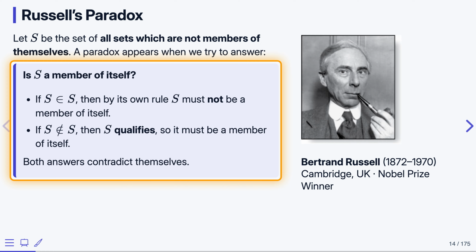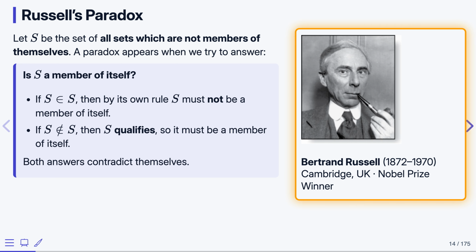Watch what happens. Suppose S is a member of itself. Then, by the rule that defines S, it must not be a member of itself. That is a contradiction. Now suppose the opposite. S is not a member of itself. Then it fits the rule perfectly, so it should be a member of itself. Again, a contradiction. Either answer breaks itself. The mathematician in the photo, Bertrand Russell, found this paradox. The next slide gives a friendlier version of it.